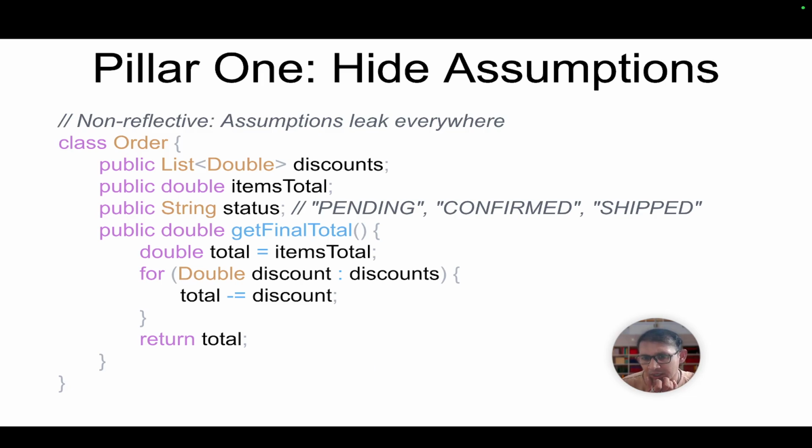Third, we are exposing the exact algorithm for calculating discounts, a simple subtraction loop. What if the business decides discounts should compound differently or that certain discounts shouldn't stack with others? We've leaked multiple secrets, and each one constrains our ability to evolve the system.